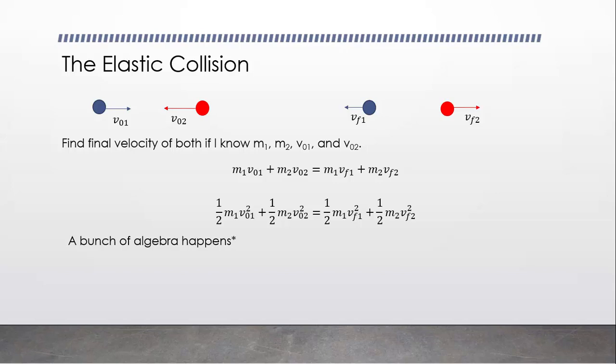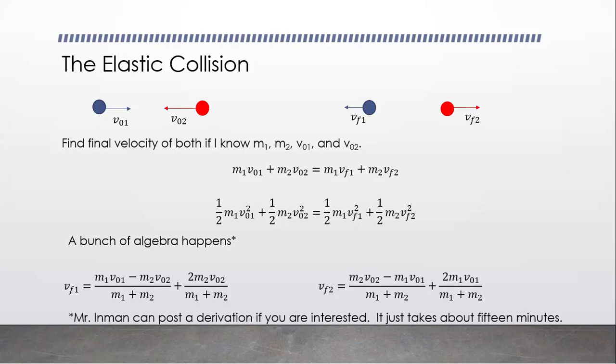It's worth pointing out that I have a system of two equations with two unknowns. It can be possible to solve just those two equations. I can post a derivation if you're really interested in knowing that derivation. It takes somewhere between about 15 and 25 minutes to actually go through that derivation. What you end up with is these two equations.